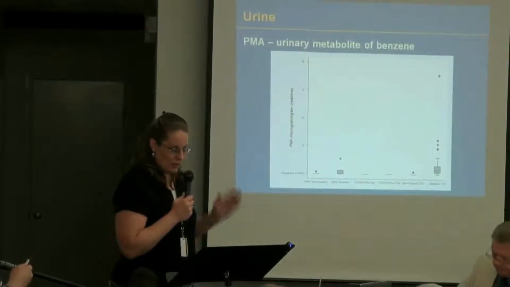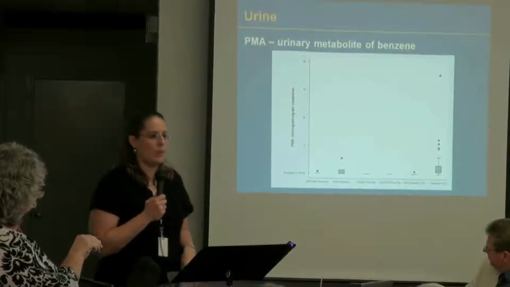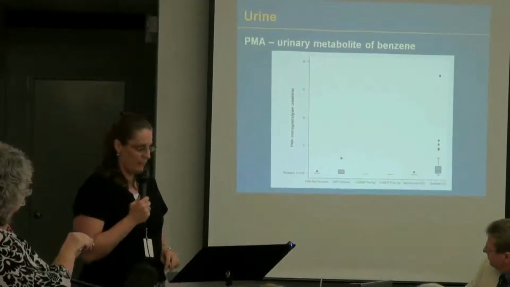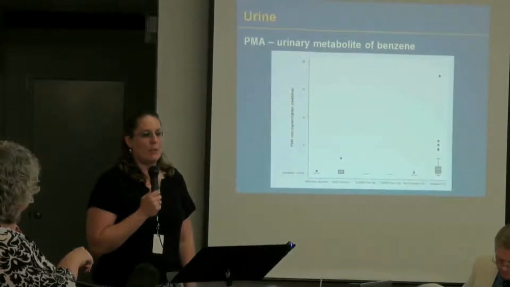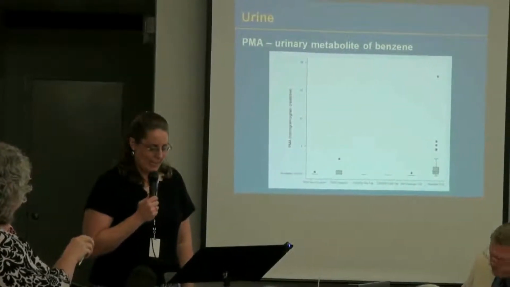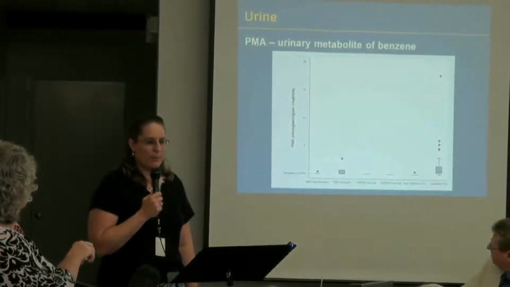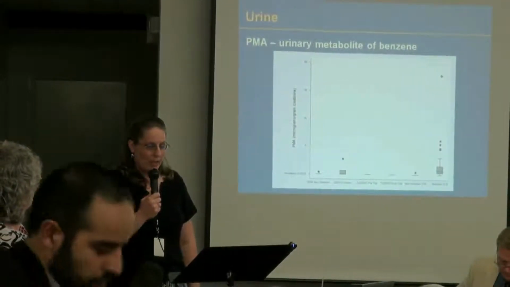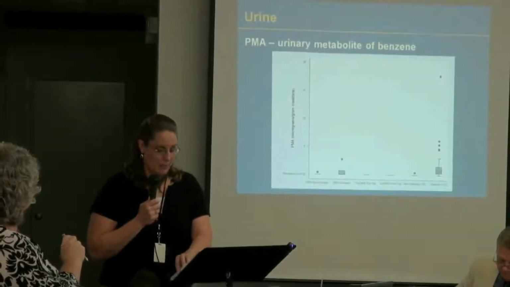On the vertical axis, the urinary metabolite results are presented in micrograms per gram creatinine. This graph is for the results for PMA, which is a urinary metabolite of benzene. PMA results were well within the ranges presented in the published reports for non-smokers and for smokers. And as benzene is a component of cigarette smoke, we expect to see higher levels in smokers.